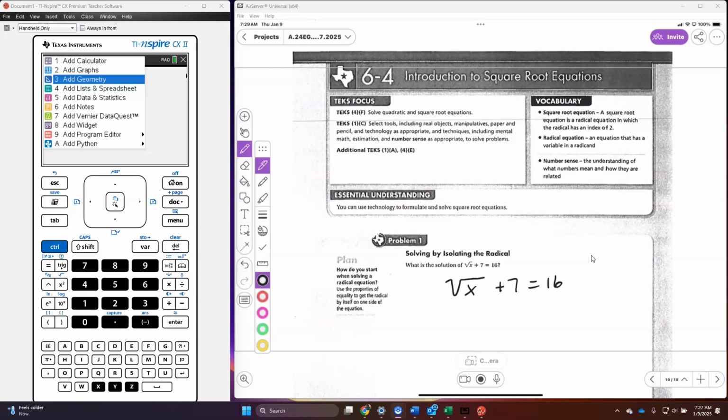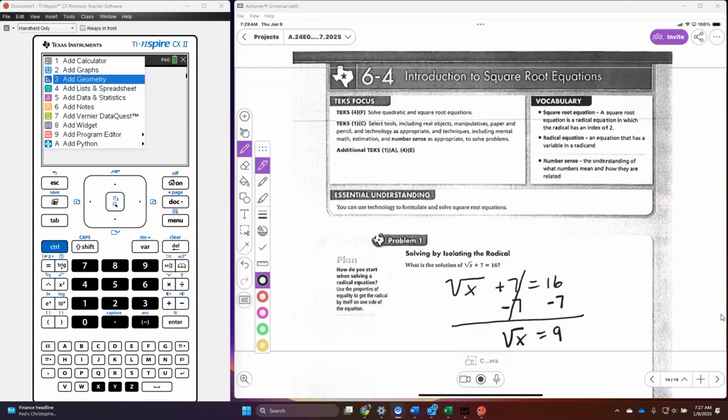So what we'll do is we're going to go ahead and subtract 7 from the left side, and we subtract 7 from the right side. We have 7 minus 7. That is 0, so we're left with the square root of x equals 16 minus 7, which is 9.